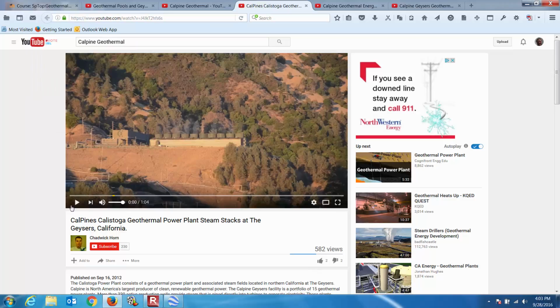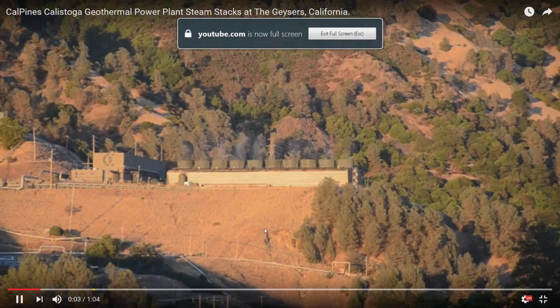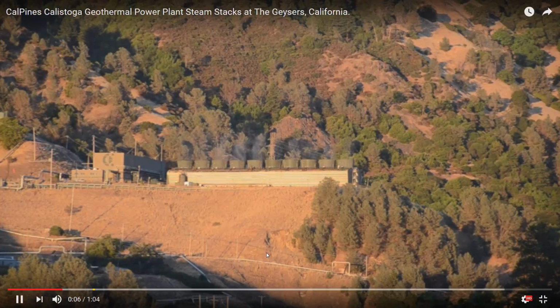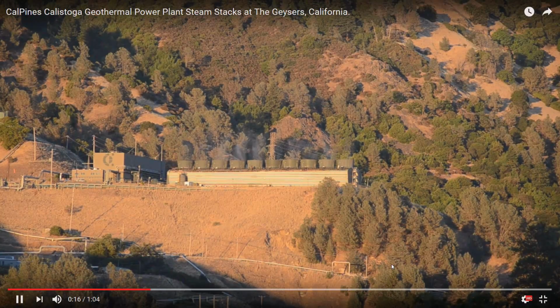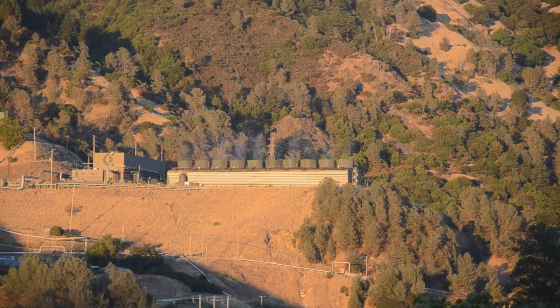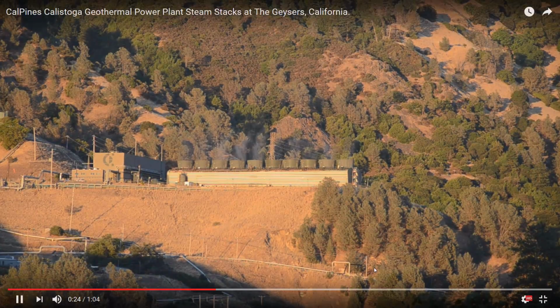So let's take a look at the plant itself here. Or a portion of it, a small portion of it, one of the cooling towers. It's Forest Fire City up in there. See how they have a pretty good buffer zone around their facilities. All made out of concrete anyway. These are the cooling towers. Calpine's Calistoga Geothermal Power Plant steam stacks at the Geysers in California.